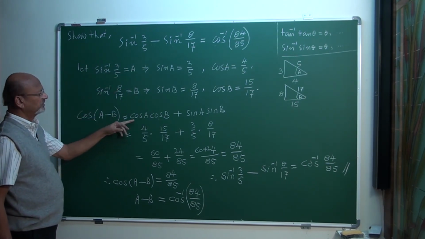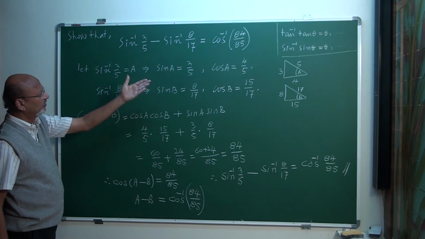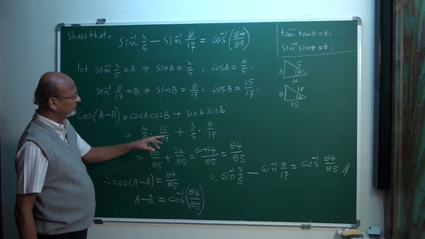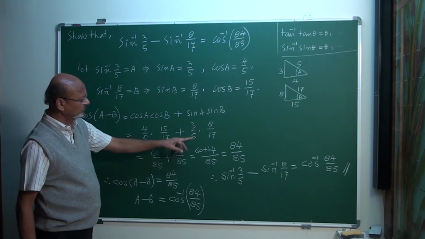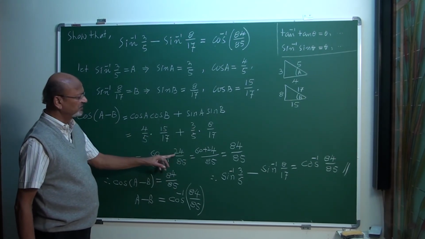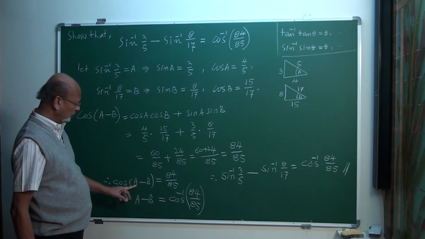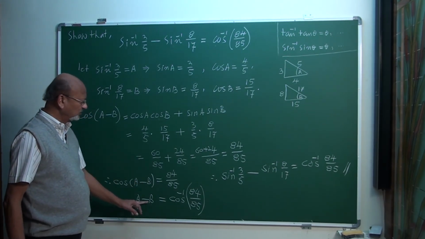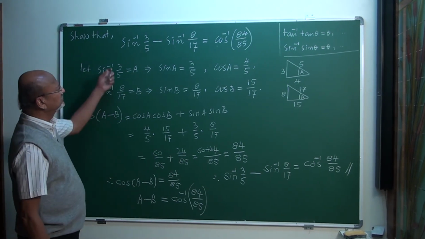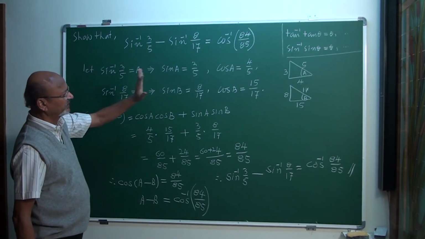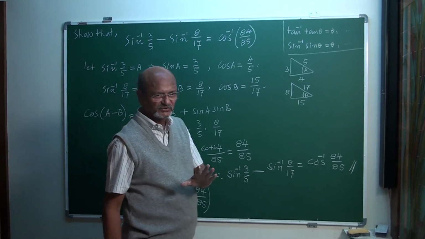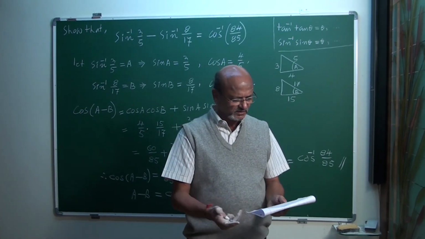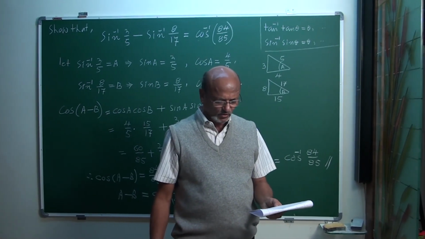Cos A minus B here. Values are available, all values. Substitute. Simplify. 60 upon 85 plus 24 upon 85. 85 is LCM. Addition 84. So, take this side. Cos becomes cos inverse. Substitute the values of A and B. This gives you an example, my friends. It is a good example. And one example you can do at home yourself.